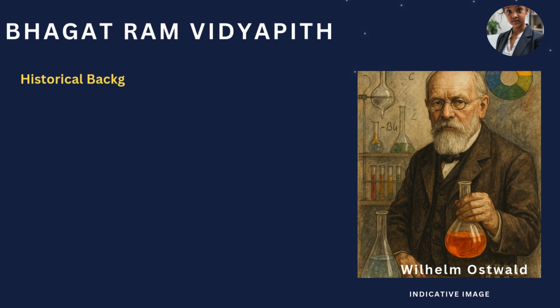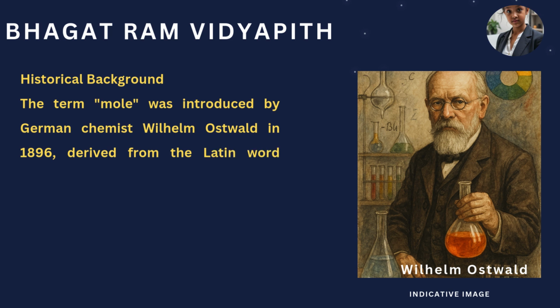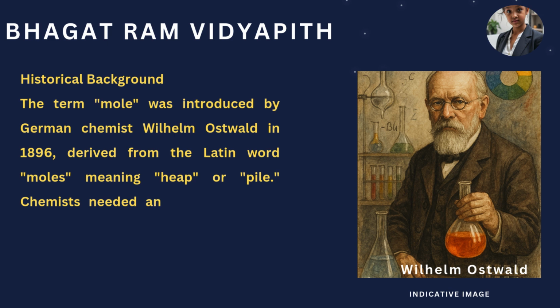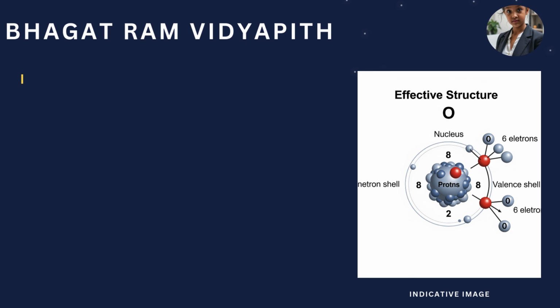Historical background. The word mole was introduced by a German chemist named Wilhelm Ostwald in the year 1896. It comes from the Latin word moles, which means a heap or pile. Chemists use this term to describe a huge number of atoms or molecules in a pile.